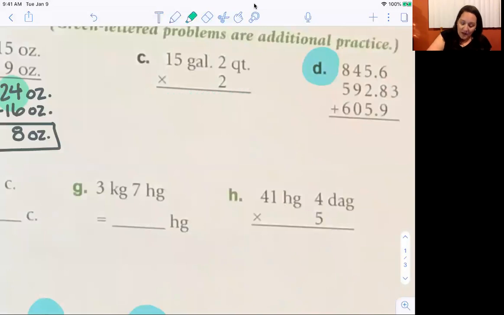Okay, well with multiplying, it's not too different, but you're going to use the bottom factor with both of the parts of 15 gallons, 2 quarts.